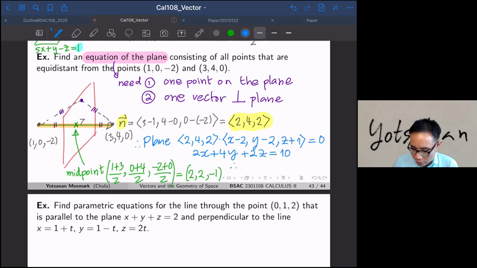So the equation that you have is x plus 2y plus z equal to 5 for the final answer. This gives you the equation of the plane that the question asks you to find. So it's x plus 2y plus z equal to 5.